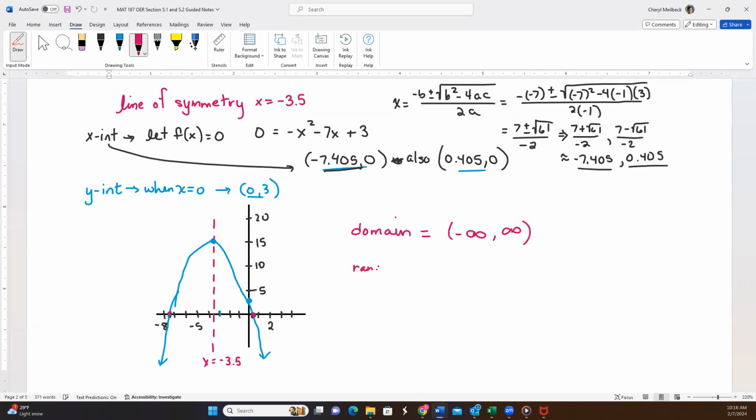The last thing we want to look at here is range. And we have a pretty easy job going here. My range, my y values, are going to keep going further and further down, so that starts with negative infinity. And then the highest y value it reaches was the 15.25. So that looks like this.